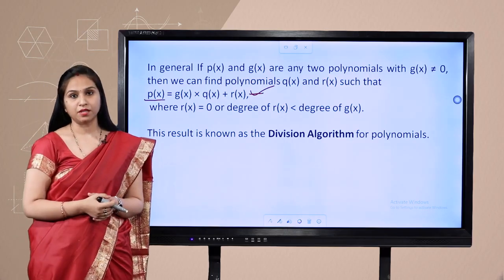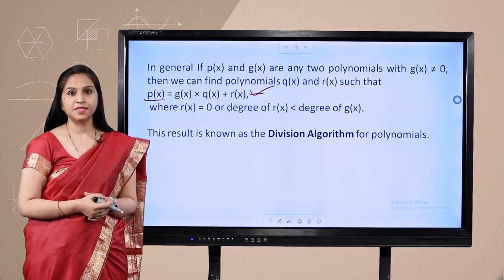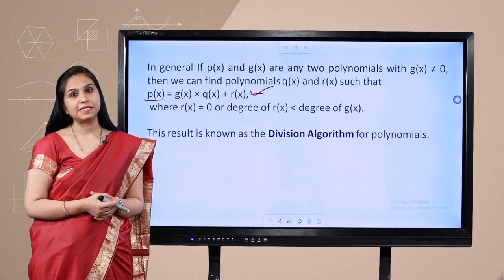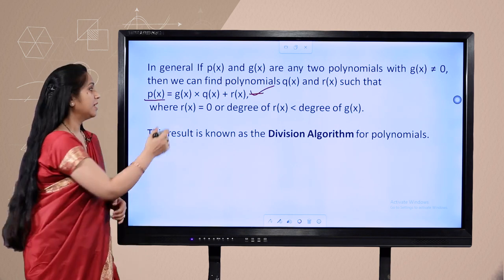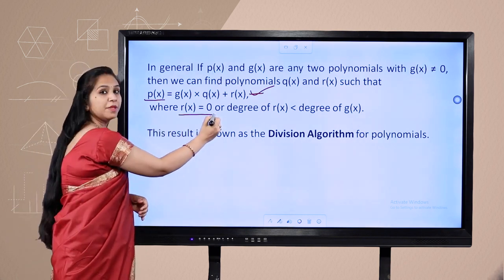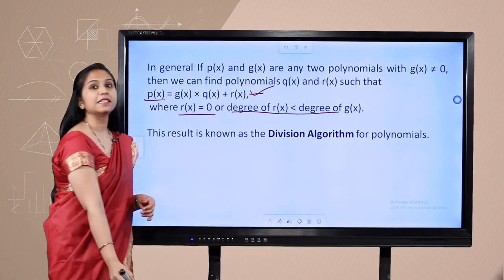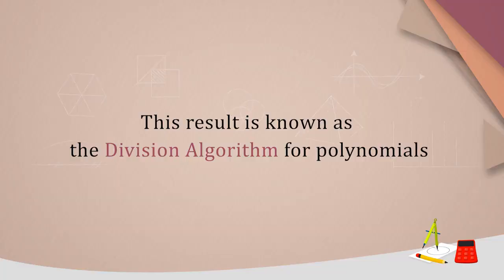Children, remember one thing, either the remainder becomes 0 or the degree of the remainder is always less than the degree of the divisor. Either the remainder is 0 or the degree of the remainder is less than the degree of the divisor. So this is known as the division algorithm of a polynomial.